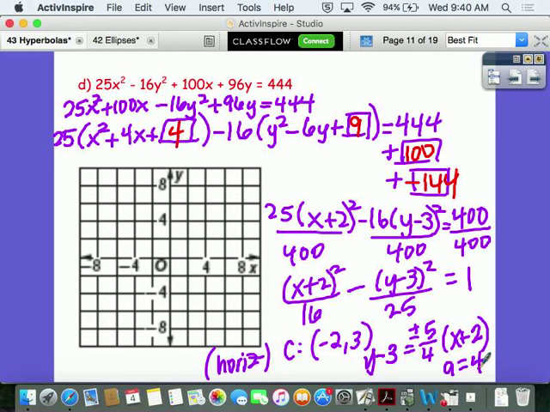4 is going to help us find our vertices. So, alright, we got -2, +3. There's our center. My vertices are located 4 to the left and 4 to the right because it's horizontal. So 1, 2, 3, 4. Like I'm going by twos. 1, 2, 3. They're my vertices.